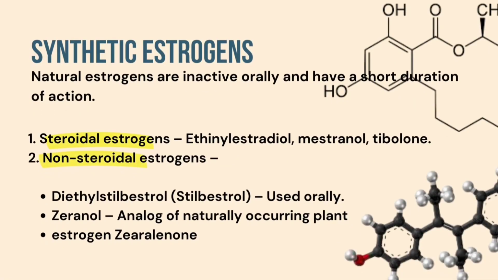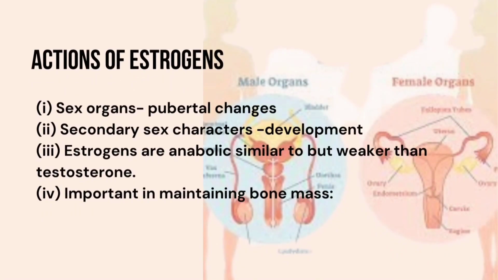Synthetic estrogens are steroidal estrogens. These are ethinyl estradiol, mestranol, and tibolone. Non-steroidal estrogens are diethylstilbestrol, used orally, and zeranol, an analog of the naturally occurring plant estrogen zearalenone. Actions of estrogens: development of sex organs, pubertal changes, and secondary sex characters. Estrogens are anabolic, similar to but weaker than testosterone, and important in maintaining bone mass.